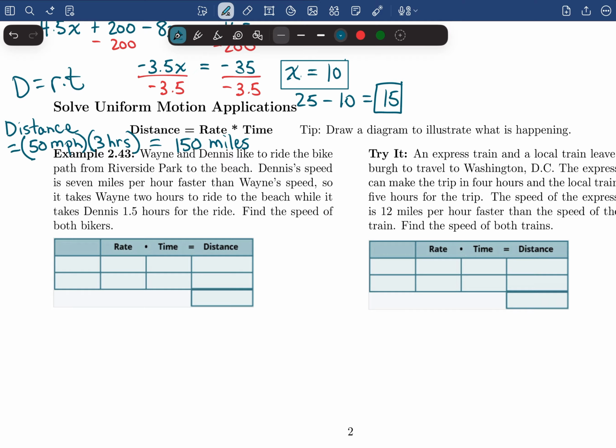Wayne and Dennis like to ride the bike path from Riverside Park to the beach. Dennis's speed is 7 miles per hour faster than Wayne's speed, so it takes Wayne 2 hours to ride to the beach while it takes Dennis 1.5 hours for the ride. Find the speed of both bikers.